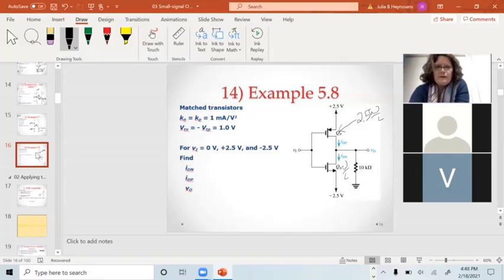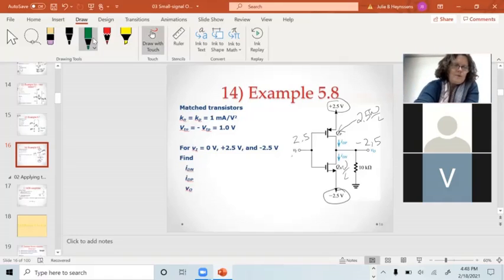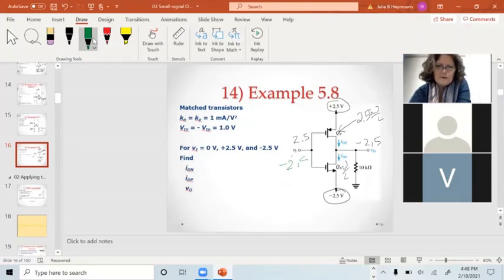Now, if I put my high power supply at plus 2.5, so if I put 2.5 on the input, this is an inverter, I'm expecting 0 on the output. Or my 0 in this case is minus 2.5. Now, if I put minus 2.5 on the input, I'm expecting this to invert. Now I have a short to my positive power supply, so I'm going to get plus 2.5. We've already been through that.